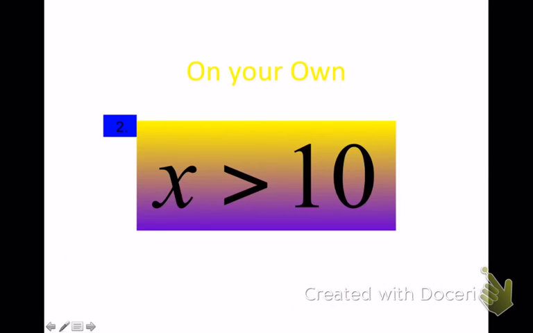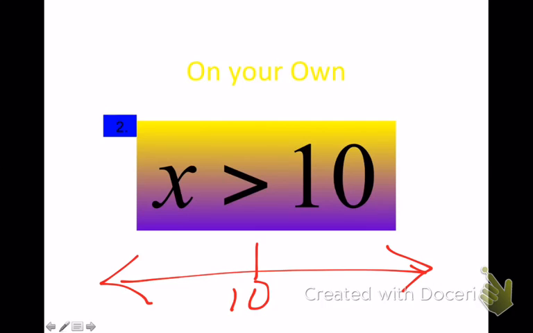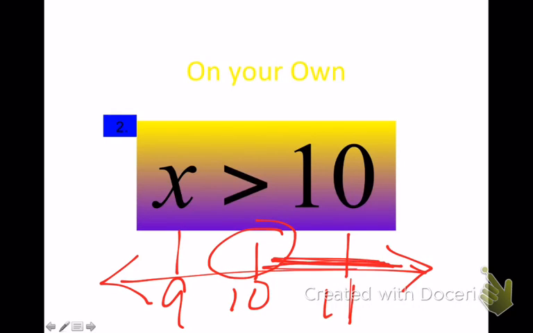The next one you should have tried is x is greater than 10. Again, I'm going to put my landmark right there in the middle. These are positive numbers, so 11 goes on the right, 9 goes on the left. I'm going to leave my circle open because there is no equal to symbol underneath. X is greater than 10, so I'm going to shade all the numbers on the number line that are bigger than 10 and put my arrow in there too.